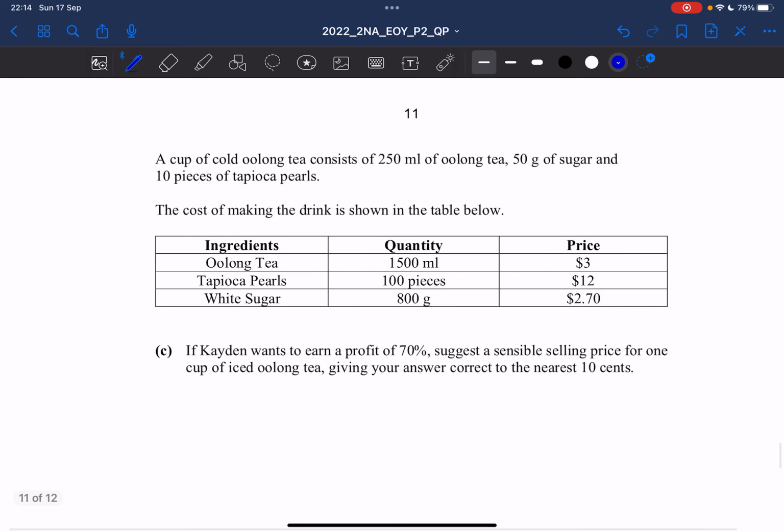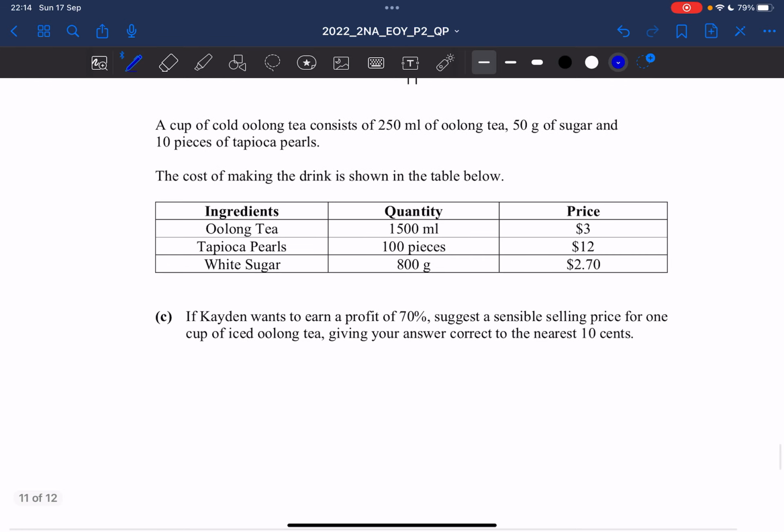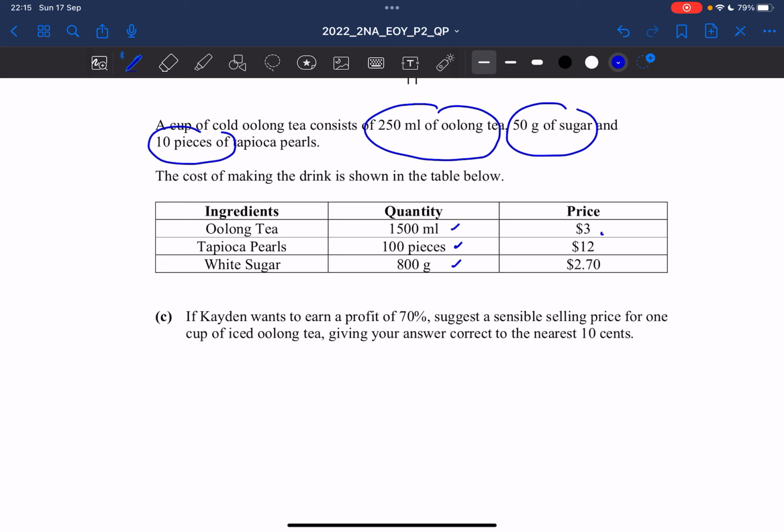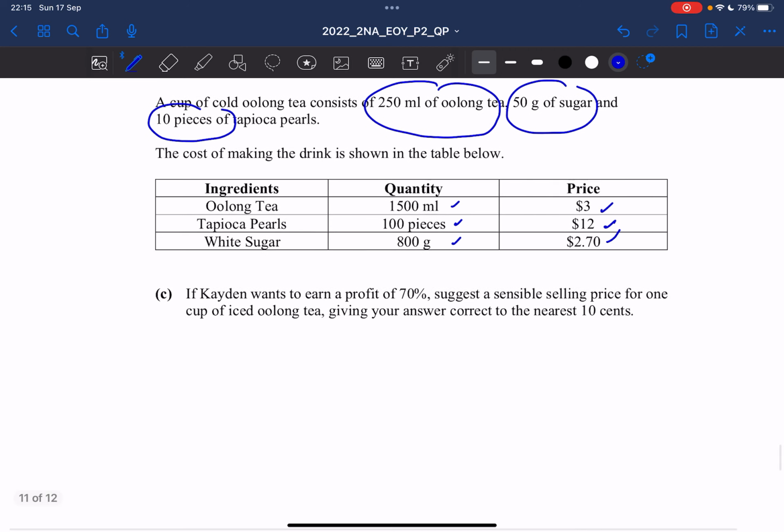Okay, so for this question, a cup of cold oolong tea consists of 250 ml of the tea, 50 grams of the sugar, and 10 pieces of tapioca pearls. So this is the cost price of the materials. So Kaden wants to earn a profit of 70%. Suggest a sensible selling price for 1 cup of iced oolong tea, giving your answer correct to the nearest 10 cents. Okay, so we need to find the cost price for 1 cup in order for us to decide on the selling price.